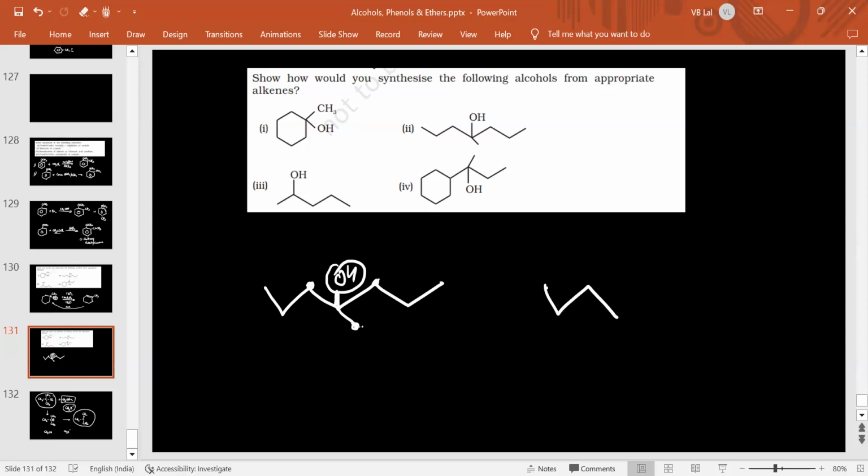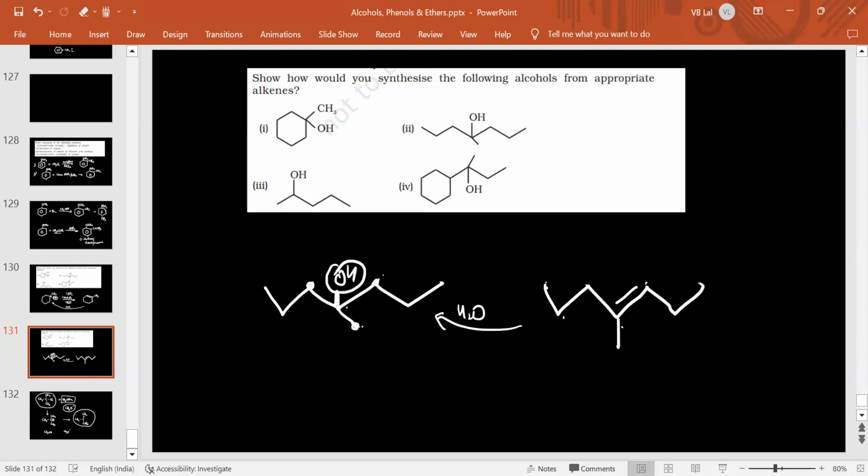1, 2, 3, 4, 5, 6, 7. There is a CH3 here, and this will be the double bond. This alkene on addition of water will give me this alcohol. So you should learn how to remove water.